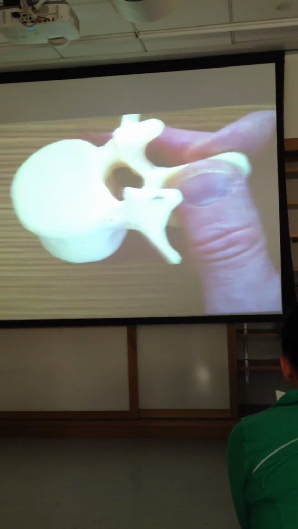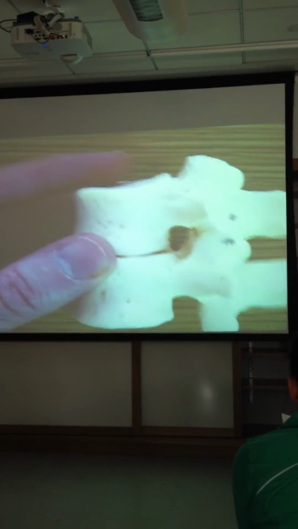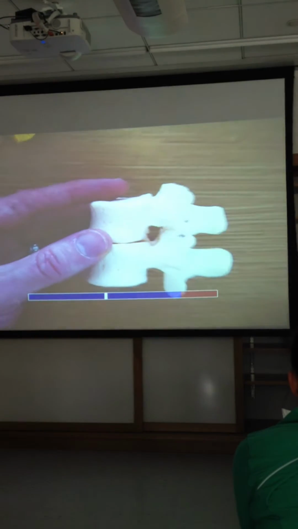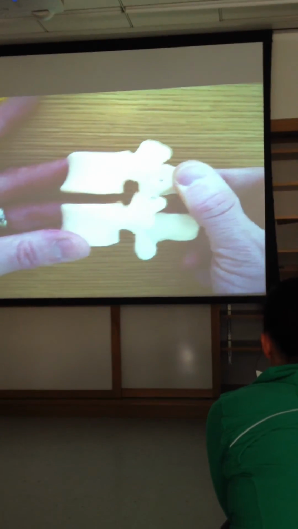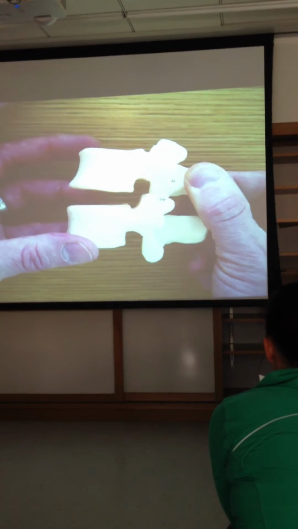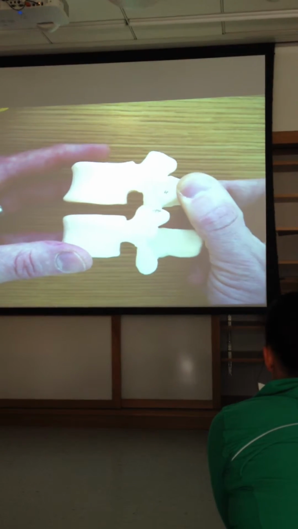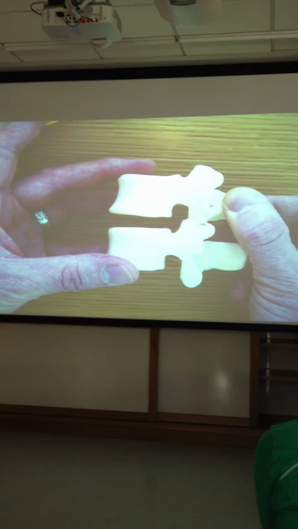So let me see if I can find a vertebrae that matches up so I can show you what I'm talking about. Wow, first try, I can't believe it. All right, so let me back it up just a little bit. So they'd be fitting together like this. What would be between the two bodies? Yeah, there'd be an intervertebral disc there.